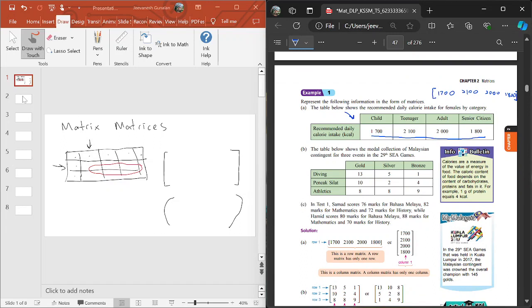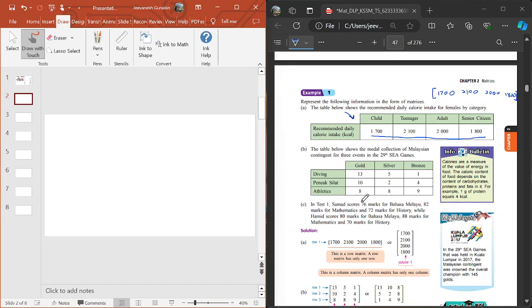Okay, let's see number C. In test 1, Samad scores 76 marks for Bahasa Melayu, 82 marks for mathematics, and 72 marks for history, while Hamid scores 80 marks for Bahasa Melayu, 88 marks for mathematics, and 70 marks for history. If I write this in a table, it looks like this: BM, mathematics, and then sejarah or history. Here I will write the names, Samad and Hamid, and then the scores: 76, 82, and 72. Here it should be 80, 88, and 70.